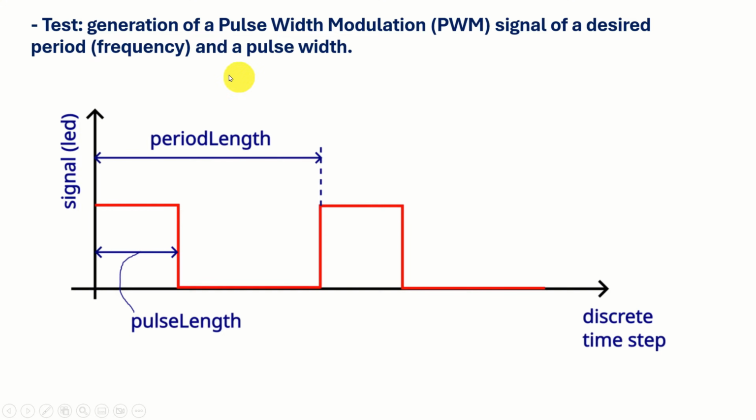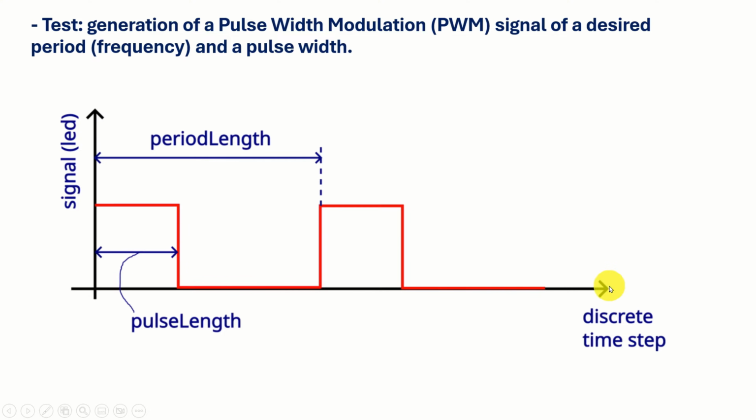Over here you can see a sketch of a pulse width modulation signal. Pulse width modulation is often abbreviated as PWM. To define the PWM signal, we need to specify the period length, that is, the duration of the period of our signal, and we need to specify the duty cycle, or better to say, we need to specify the pulse length.